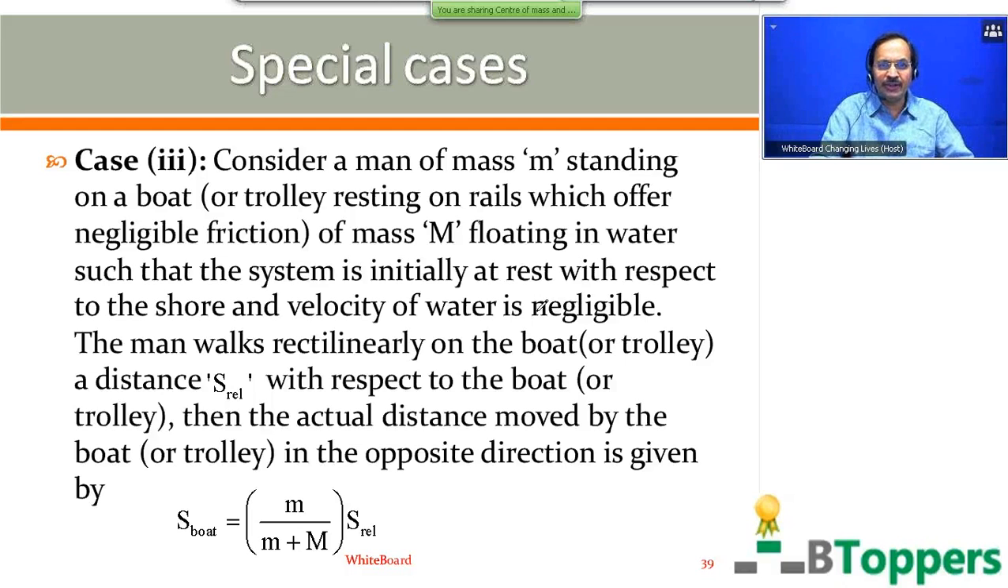In the vertical direction, the total weight of the system is balanced by the force of buoyancy, or the normal reaction by the rails in the case of a man standing on the trolley.